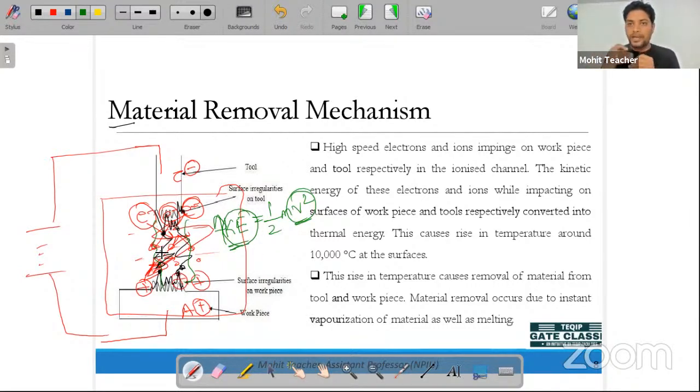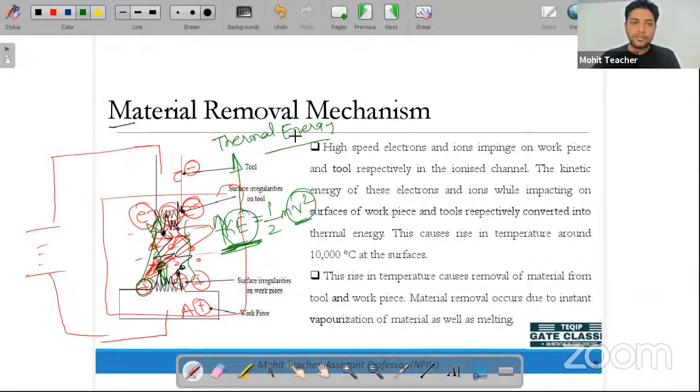So with kinetic energy high, they are randomly moving here and there, and as the gap size is not that large, the positive ions will strike over the surface of the tool, and the negative ions, meaning electrons, will strike over the surface of the workpiece. You can call it strike or impingement. So positive ions impinge over the tool and negative ions over the workpiece surface, and because they have a very high kinetic energy, when they impinge, this high kinetic energy is immediately converted to thermal energy.